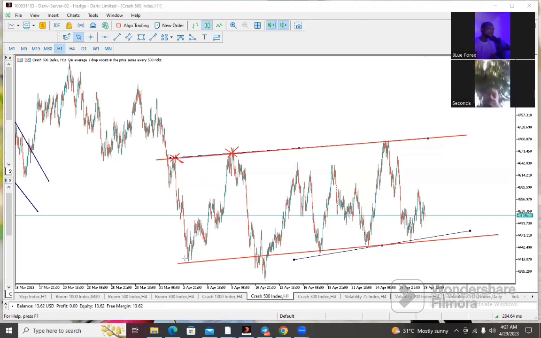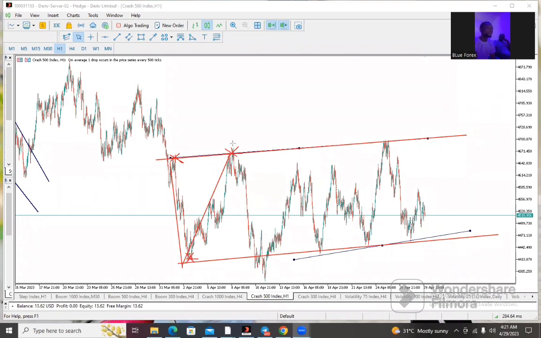The same goes for this place, because this was a fresh zone, and from this side, it retraced to this side. It retraced to this side and bounced back to this place. The reason why this pullback was higher, maybe you should know the reason.